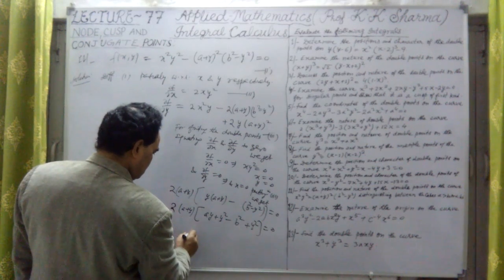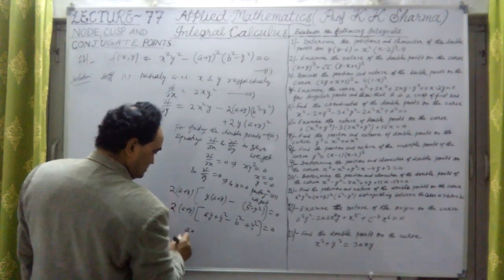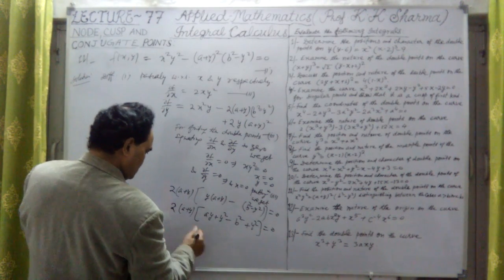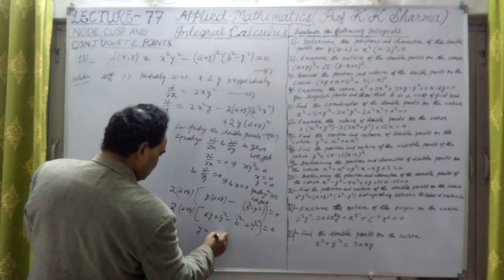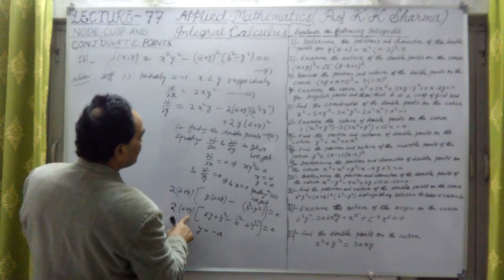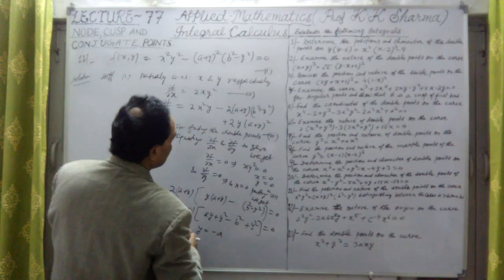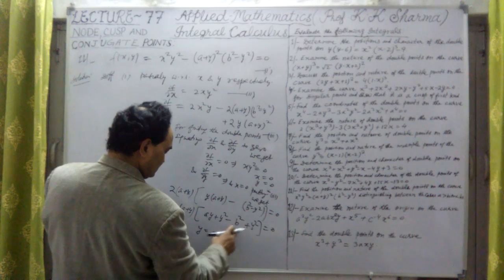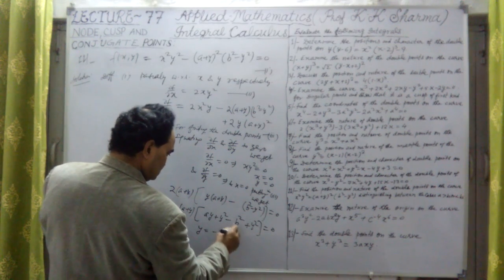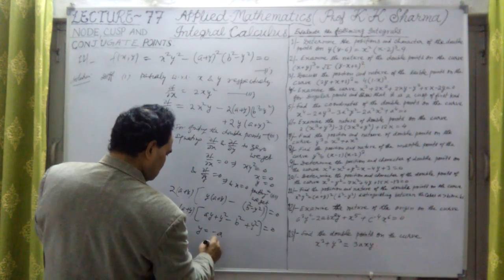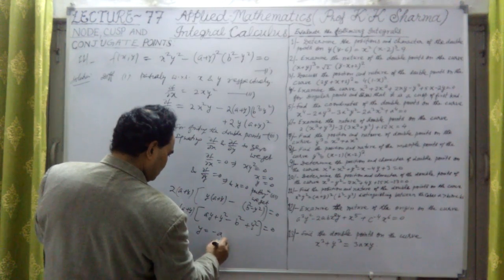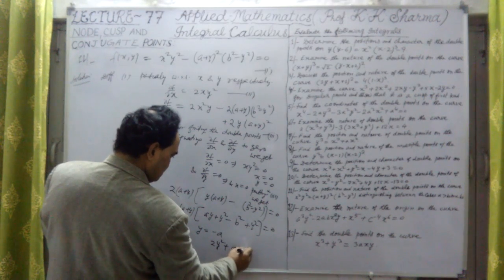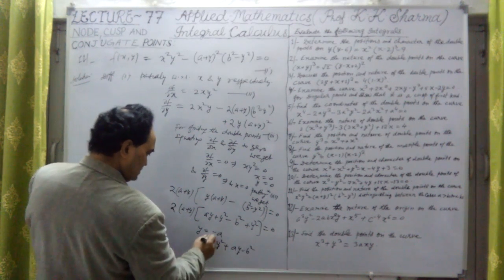From this we get y equal to minus a from the first equation. And from this part, what do we get? This is twice y, and twice y square plus a y minus b square. This equal to 0.